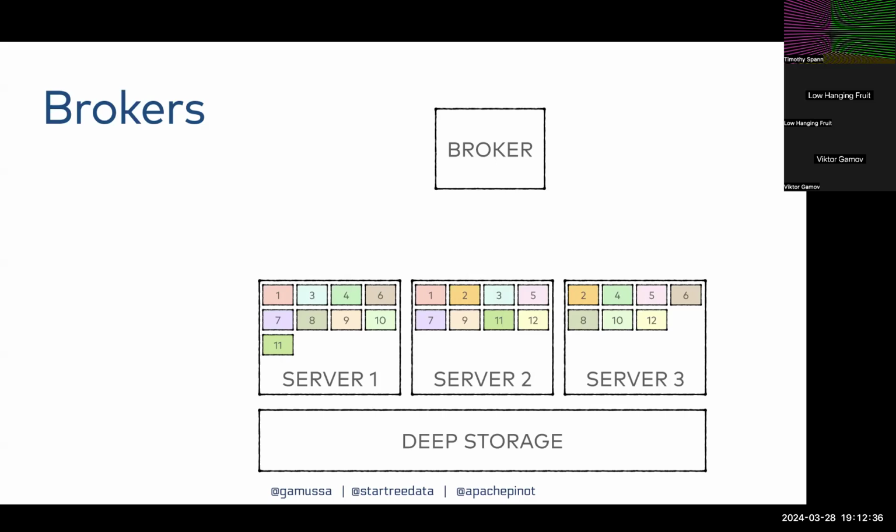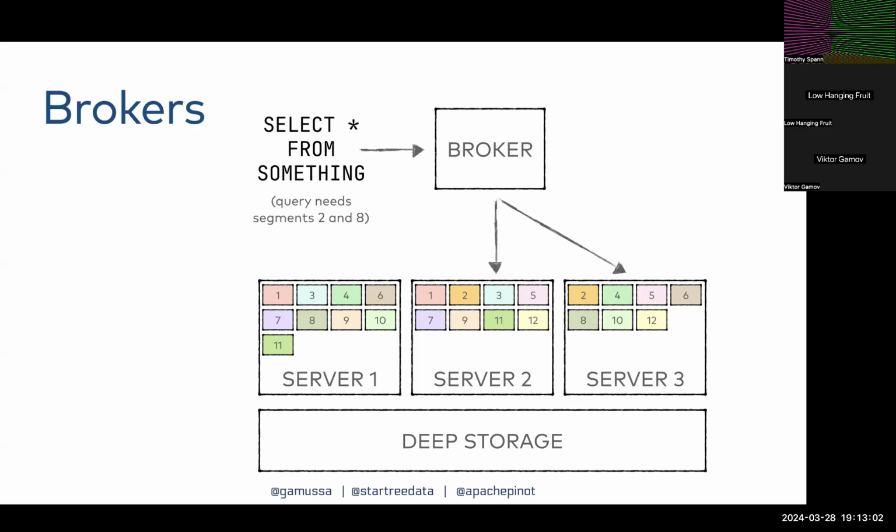Now it's going to be cooler because, for example, in Kafka they call the servers brokers. We also have brokers, but the broker does slightly different things. The broker is responsible for taking a query and taking this query apart, because the broker knows where particular segments are stored. So it will send these queries to particular segments. For example, if we need data that is stored in segments 2 and 8, we can run this on server 2 and server 3.